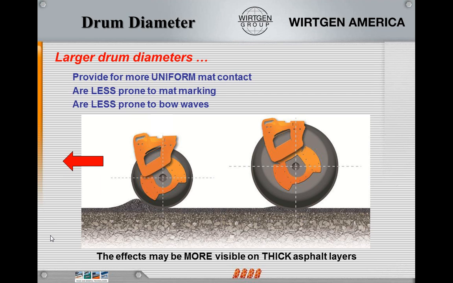So with the larger drums, we have a much lower angle of attack, which means more of the material is going underneath the drum, which means when we come to a stop, we're not going to build a bigger bump, and we're going to have less tendency for cracking behind the drum because we don't have all that material being pushed in front of the drum. So drum diameter does make a difference as far as the compaction effort and what we're trying to do with the material.